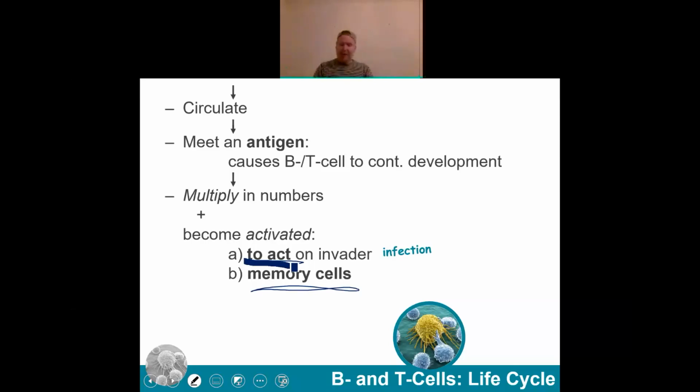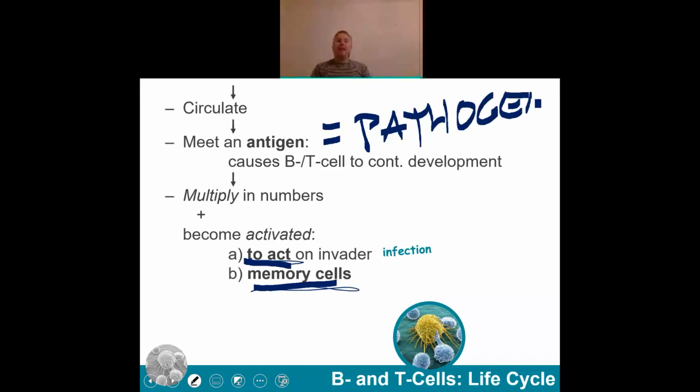Some of these cells also become memory cells, so they're left behind after this encounter has been dealt with and we've gotten rid of this pathogen. Most of these B cells and T cells then just go and die. We don't need them anymore. We can let them go. But some remain circulating in your body as memory cells. It is these memory cells that give you immunity against something that you've met before.